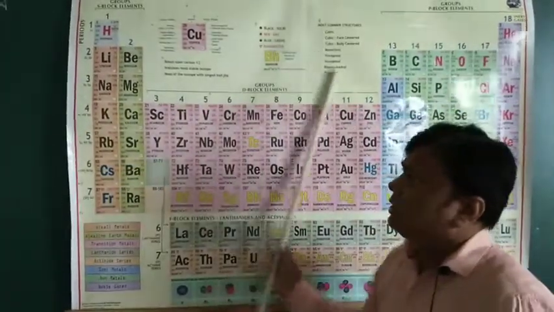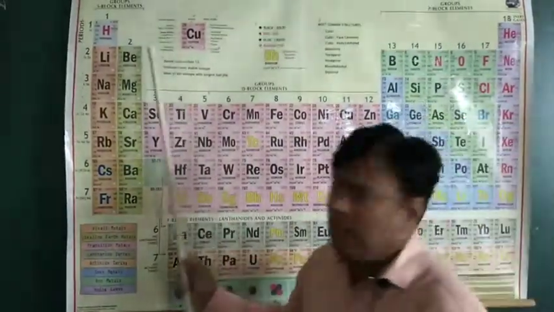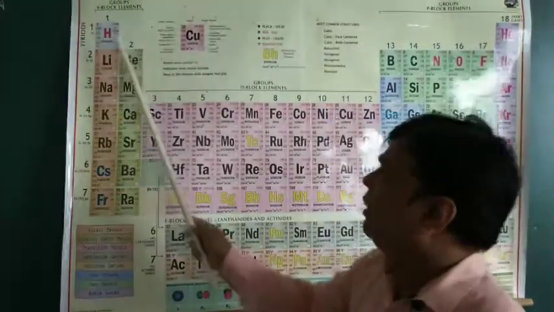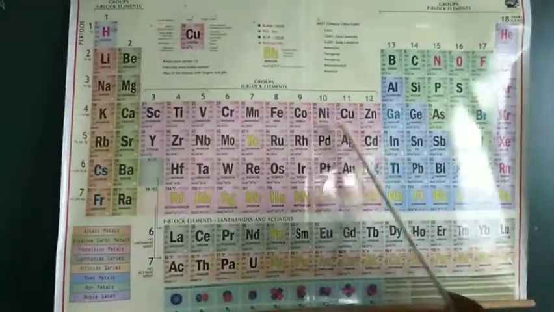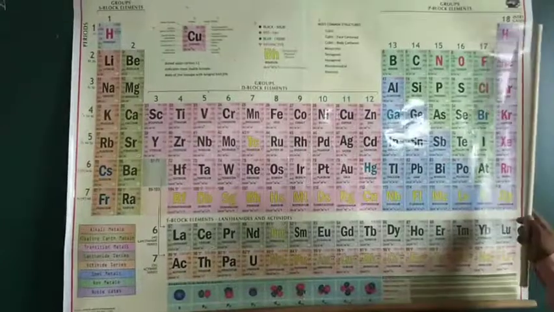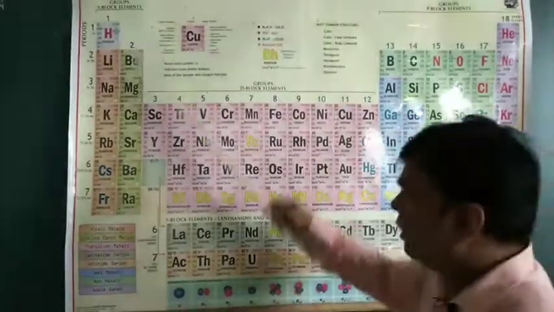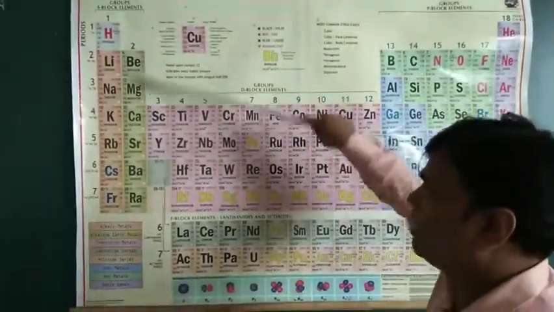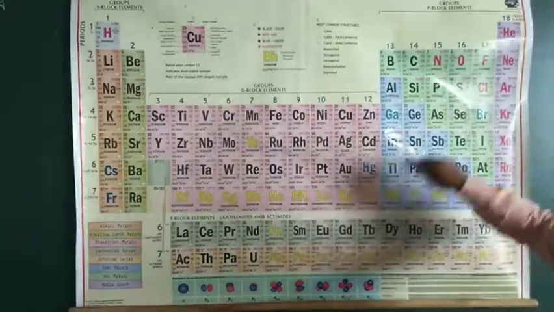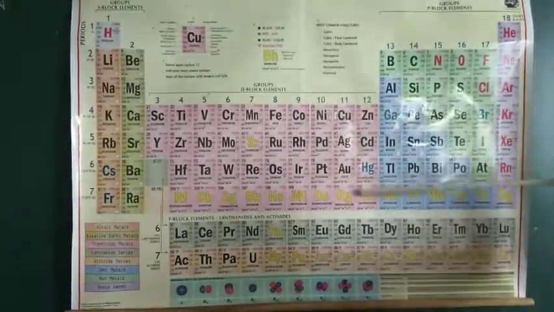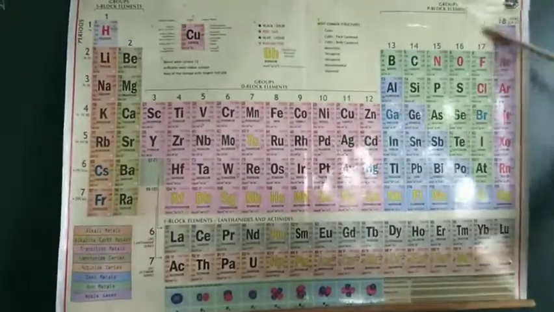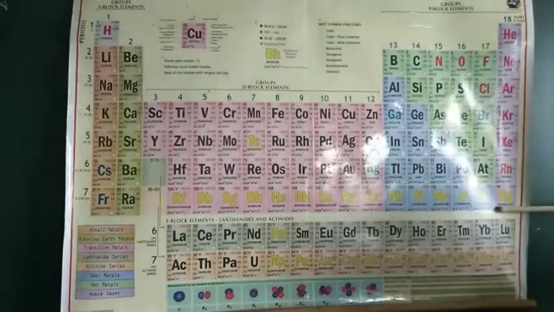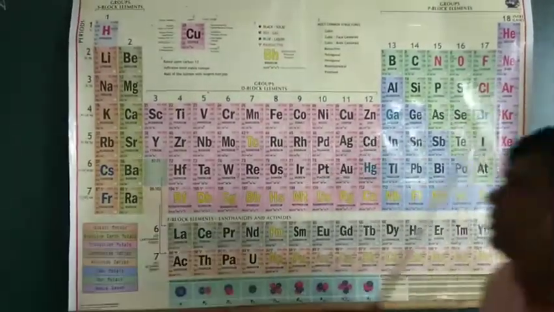So, in the periodic table, we can see that there are 1, 2, 3, 4, 5, 6, 7, 8, 9, 10 and a total of 18 groups. These columns are called groups. So, there are 18 groups in the periodic table, right?